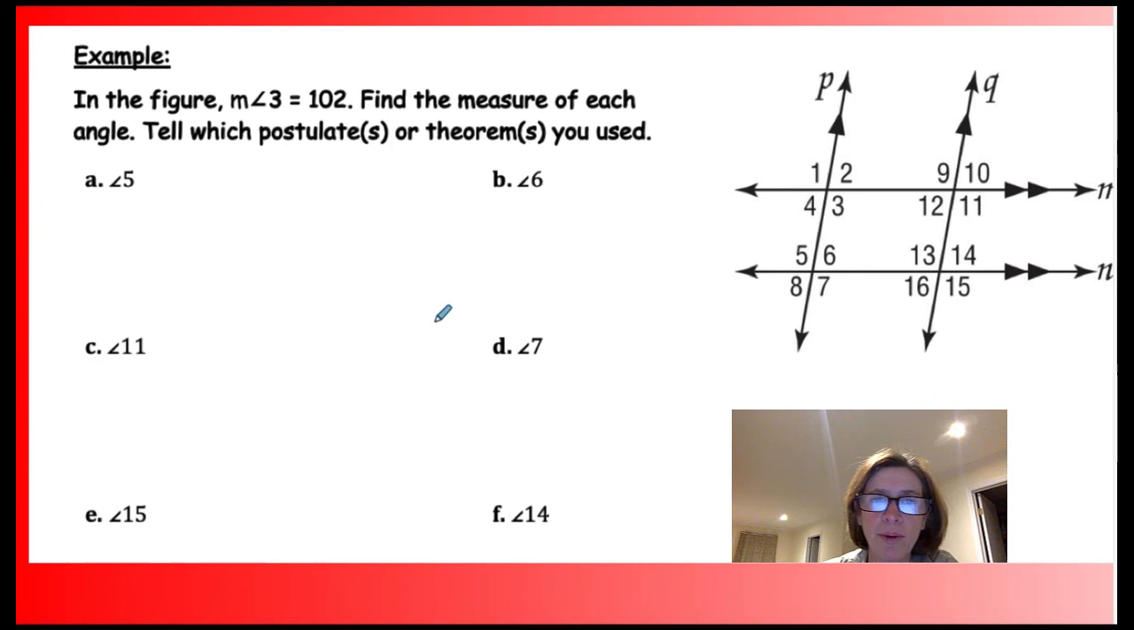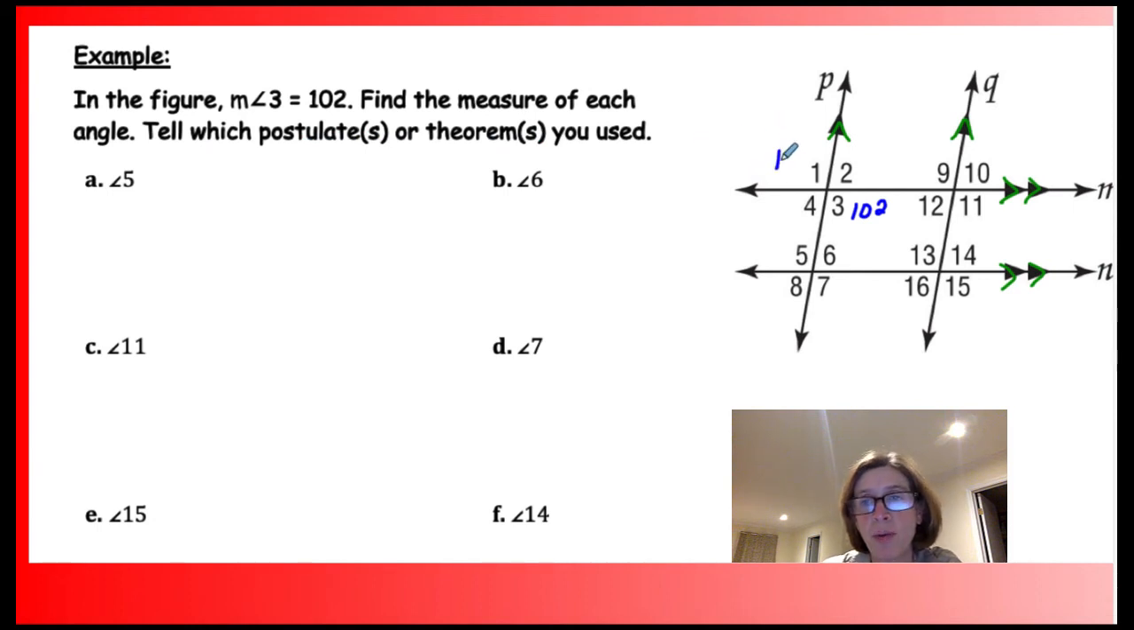All right. So here we've got double sets of parallel lines. Now you may notice that this has 2 sets of arrowheads and this only has 1. And that's because sometimes if we have multiple sets of parallel lines, we need to know which ones are marked parallel to each other. So M and N are parallel and P and Q are parallel. So it says the measure of angle 3 is 102. It wants us to find every other angle we can. And for now, we're going to disregard the postulate theorem because we're going to be talking about that in class, okay?